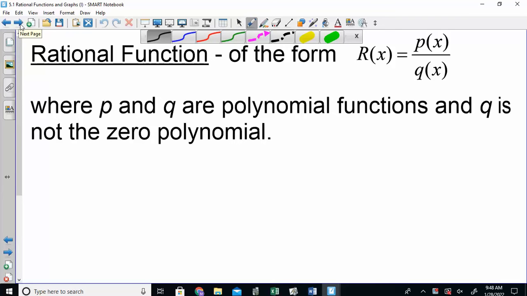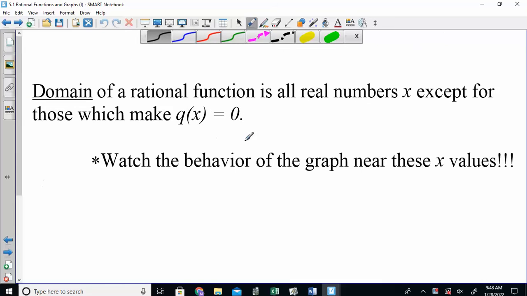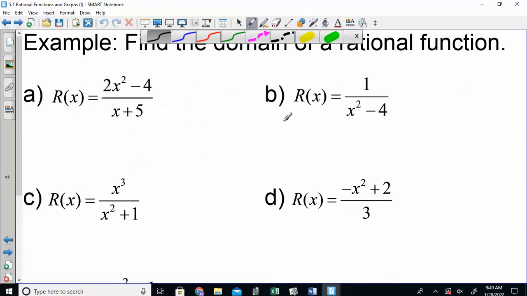We'll talk a lot about the domain. We know if you have a fraction, what's the one thing that can't happen? Okay, the bottom can't be 0 when we are working with these. So those places that make the bottom 0 are where our graph is going to do funny things. So the first piece, we're just going to look at these and find our domain. We're basically figuring out what x can't be.